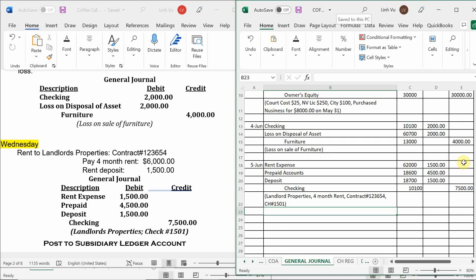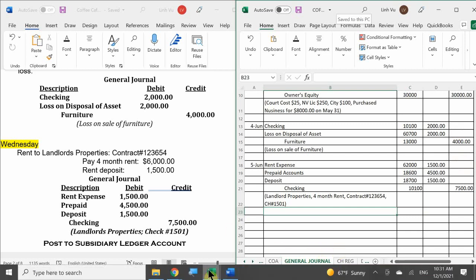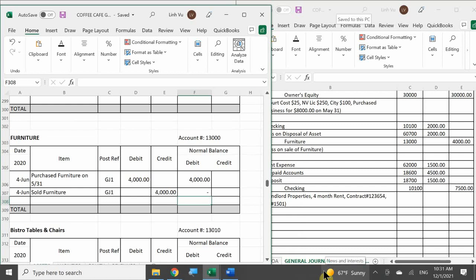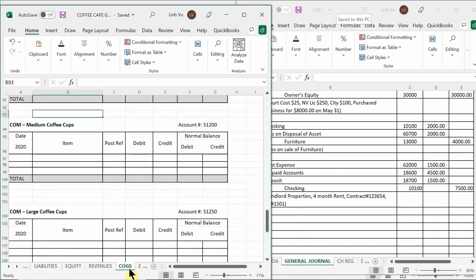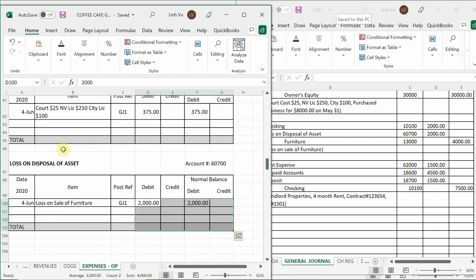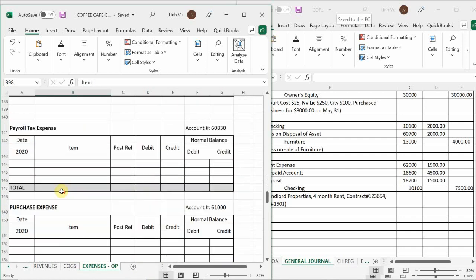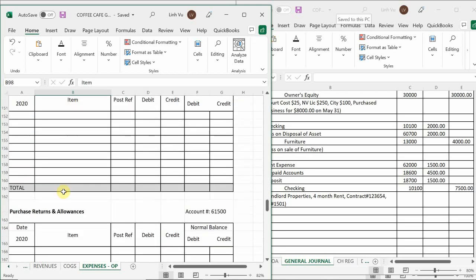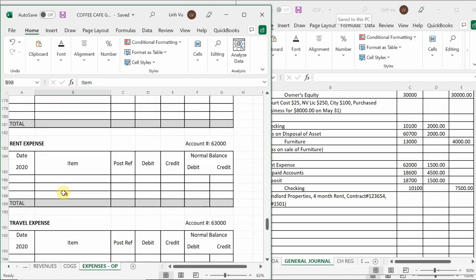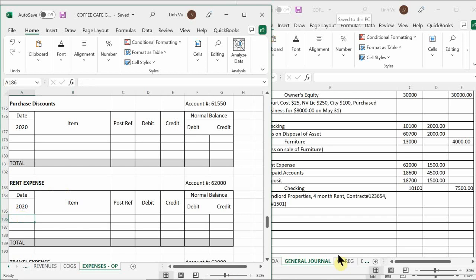Now that I completed my journal, I must update my ledger. I think I forgot one more thing to do, so let's go ahead and do that. Update your ledger. First thing that we have here is rent expense, which is going to be an operating expense. Cost of goods sold, operating expense. Rent expense is account number 62,000, and that means it is right here. 62,000.